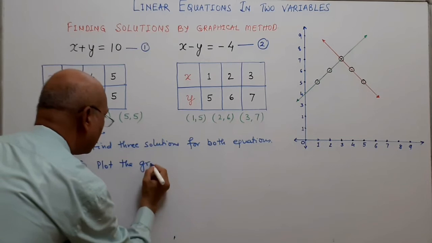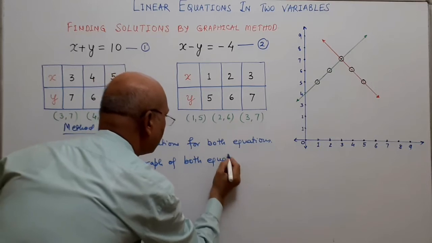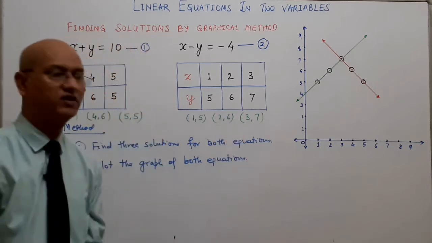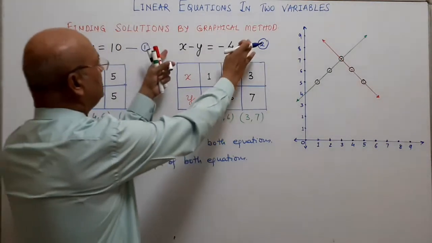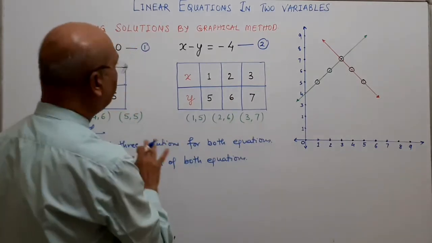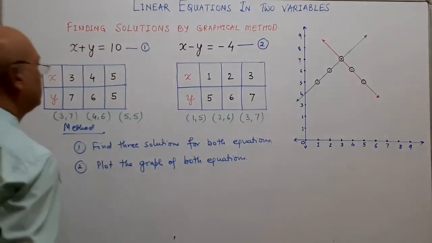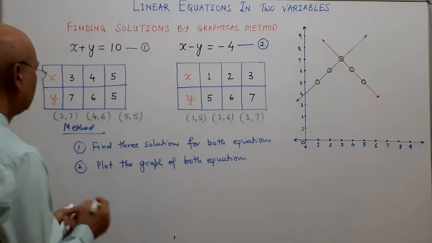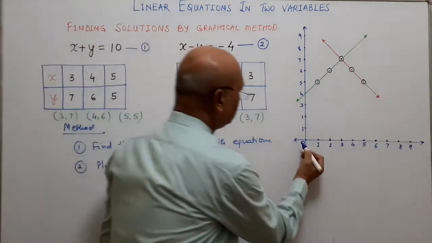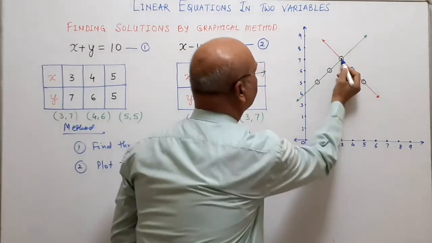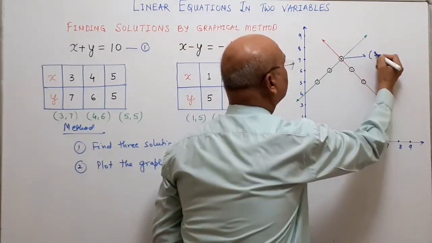Now second point: plot the graph of both equations. For this equation we have these three solutions, and for this equation we have these three solutions. Both we have to plot on the same graph. First we are discussing x plus y is equal to 10. The first point is (3, 7). This is the point, and we label it as (3, 7).